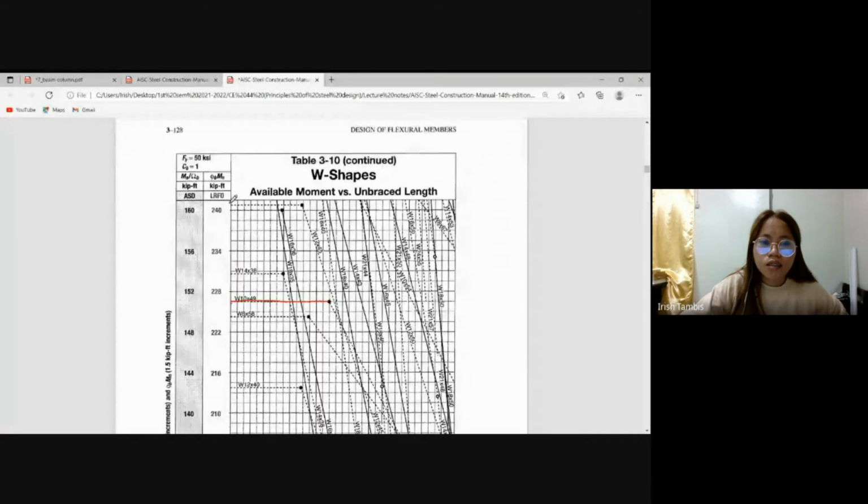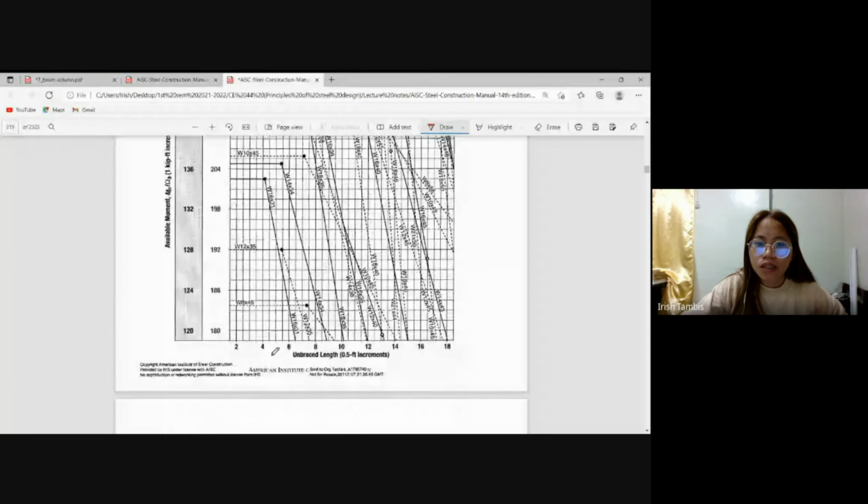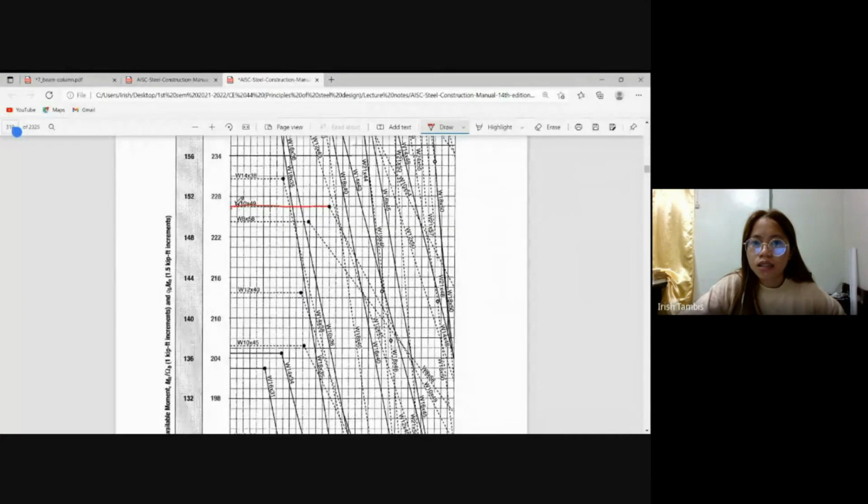Then here, this is the y-axis, this is phi sub B, the resistance factor times the nominal moment, and this x-axis is the unbraced length. So, what is our unbraced length, di ba, 17? So, somewhere here, di ba? 17. Then, if you follow this dash line, this W10 by 49.